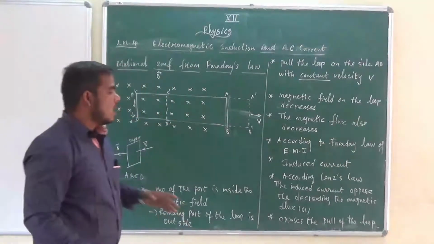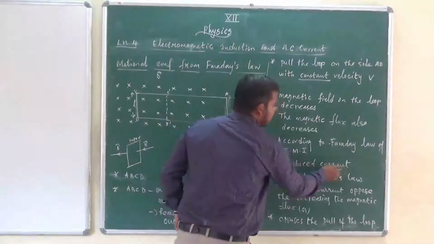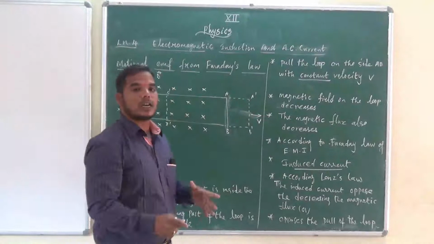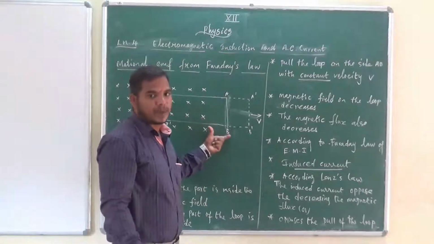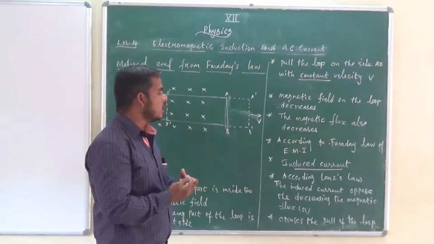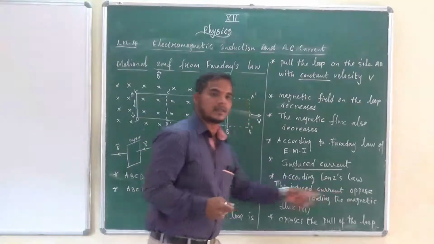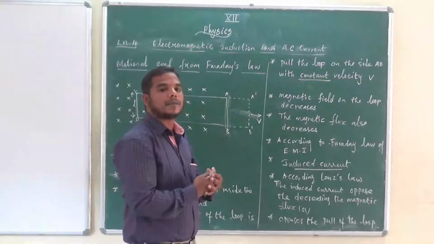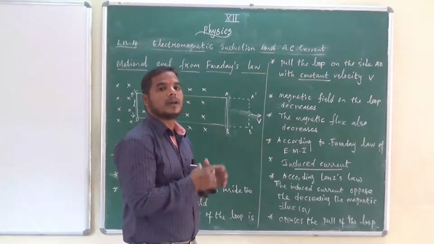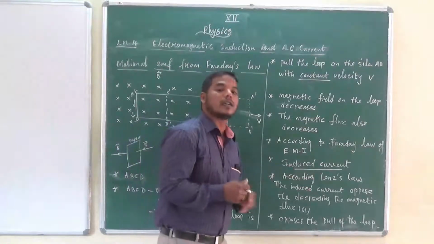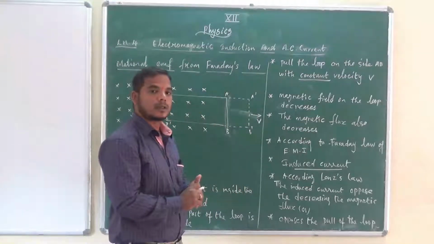What happened? The induced current always opposes the cause. Here the cause is the change in magnetic flux, which is the decreasing magnetic flux. That cause is what the induced current is going to oppose.